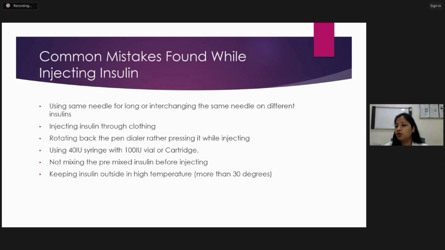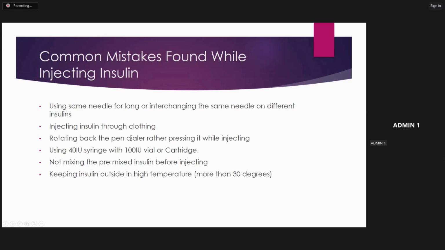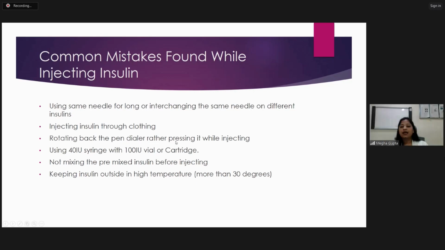Injecting insulin through clothing. This is very common. People do take insulin sitting in the office through the shirt or their clothes, so the absorption of the insulin will not be there. Rotating back the pen dialer, rather than pressing it while injecting. Patients don't press it to take the insulin. They just dial it back. So insulin will not go in that case.